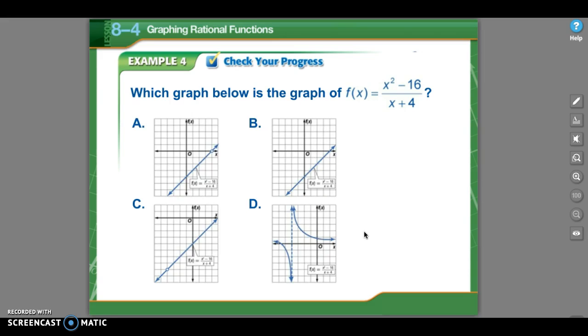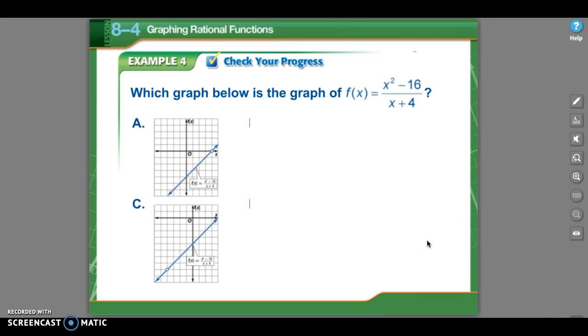Which graph below is the graph of x squared minus 16 over x plus 4? So you want to factor the numerator, see what stuff you can cancel out, then figure out which graph has the correct hole. So pause the video when you have your answer, go on to the next screen.